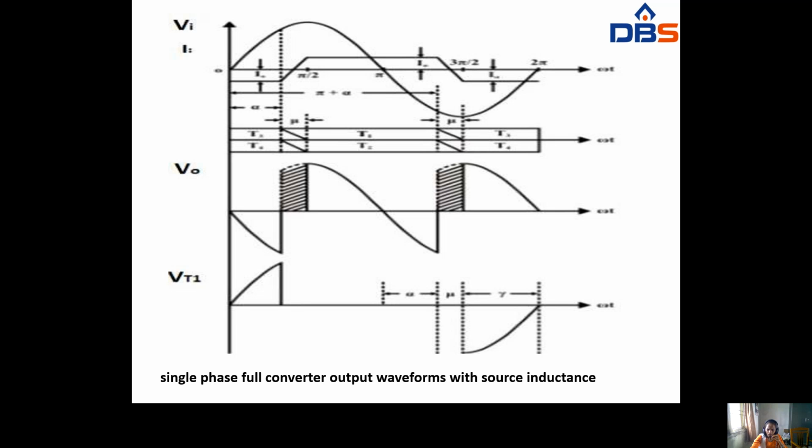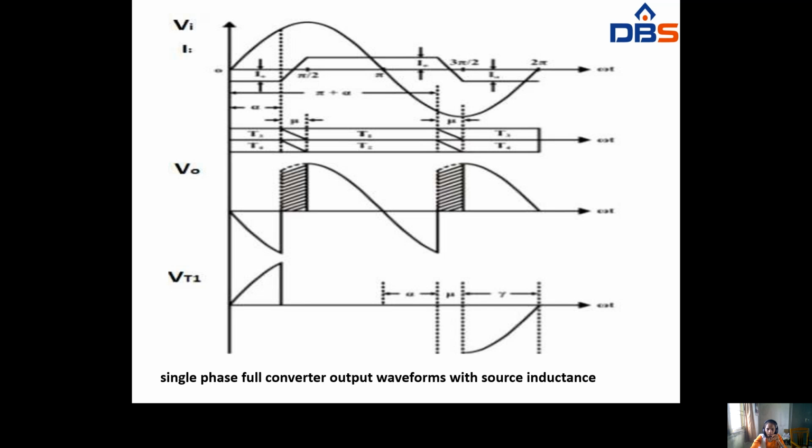So this is V naught. At starting, the negative side will start and it will be continuous. Here, due to source inductance, some overlapping will be there. So the output waveform will be like this. And VT1 means the thyristor voltage. VT1 will be like this. At t equal to 0, VT1 will be high, and near 2 pi, where T3 and T4 will be turned off, then the VT1 voltage will be there. Here mu is the overlap angle.